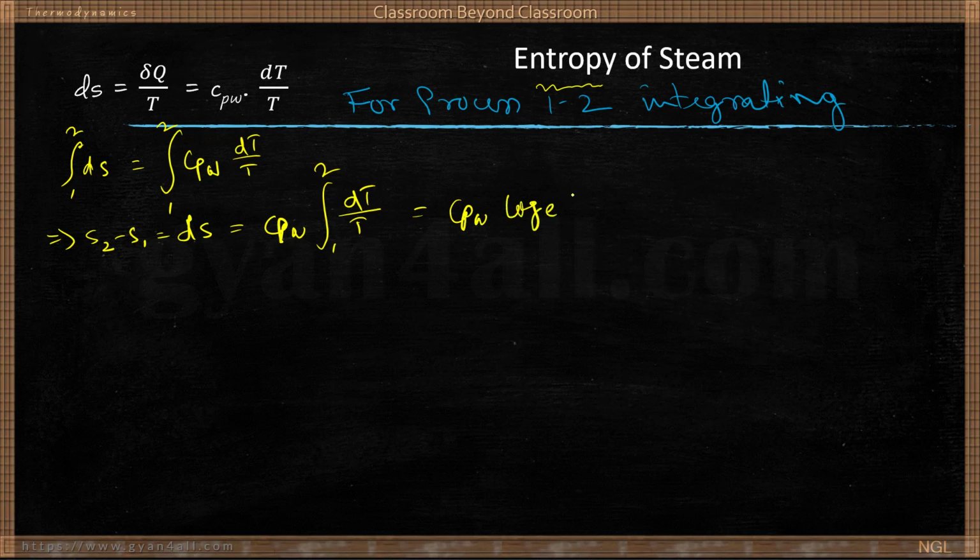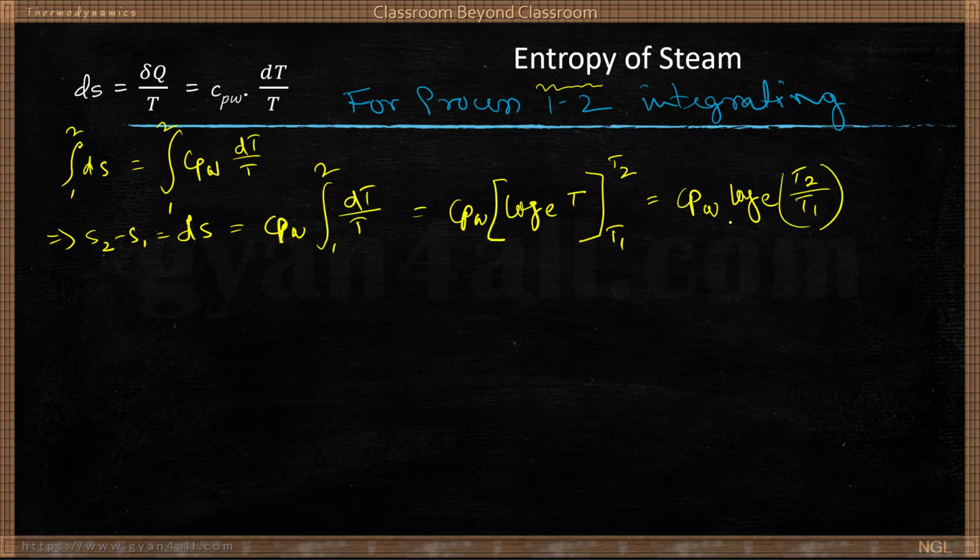Log to the base e, T. Now the limit is what? T2 from T1 to T2. Cp of water, log to the base e, T2 divided by T1.